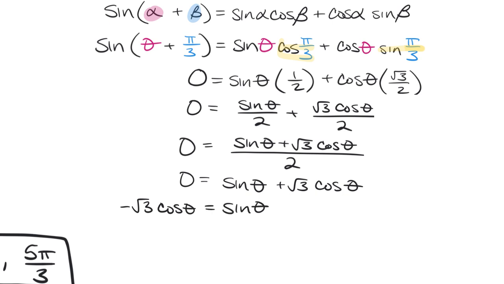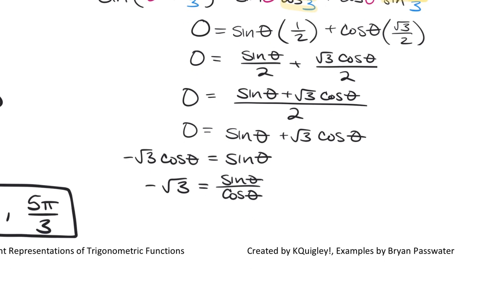Now, why would I do that? Great question. Because now I can divide by cosine of theta. Cosine of theta over cosine of theta is going to cancel out. We end up with sine of theta over cosine theta. Why would I want to do that? It is now a single trig function. Which trig function is it? It's tangent. So now the question is, when does tangent equal negative square root of 3? At 2 pi over 3 and at 5 pi over 3.